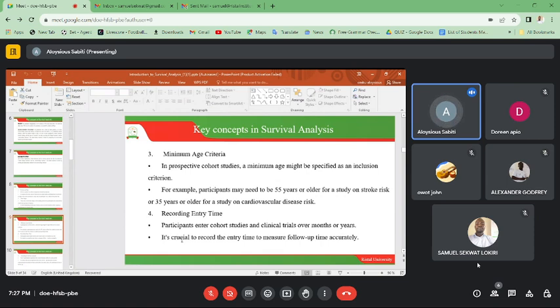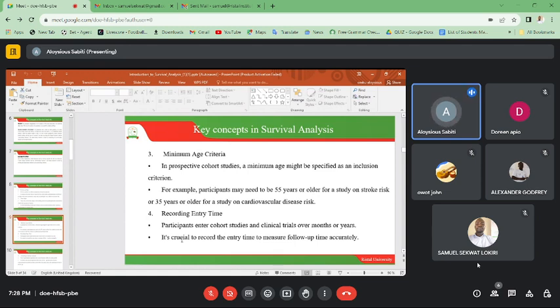Then we look at the minimum age criteria. In prospective cohort studies, a minimum age might be specified as an inclusion criterion. For example, participants may need to be 55 years or older for a study on stroke risk, or 35 years or older for a study on cardiovascular disease risk.